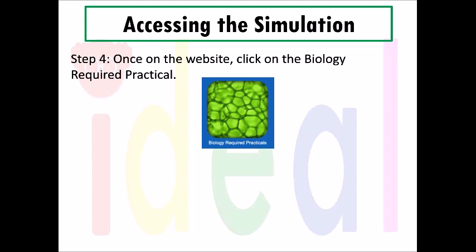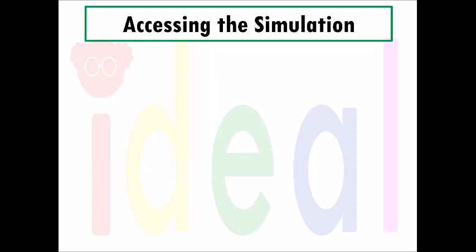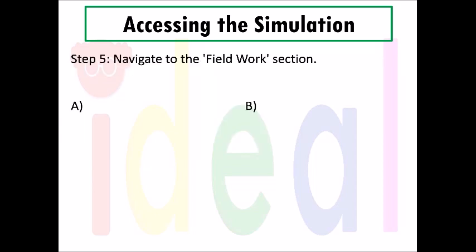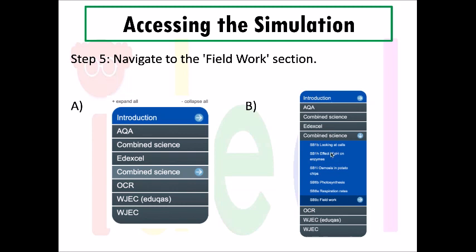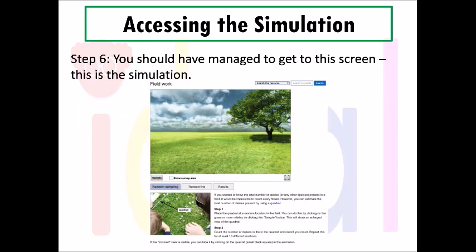Once you've clicked on this square, you need to navigate to the field work section. Now this requires you to do two things. Along the left hand side of the screen you'll see boxes that look like this, and the box that you need is this combined science box, and you need to click the little arrow. Once you've clicked the little arrow it will expand so that you've got all of these different practicals, and the practical that we're looking at is this one, which is called field work. So you click on the little arrow and it will take you to a page that looks like this.